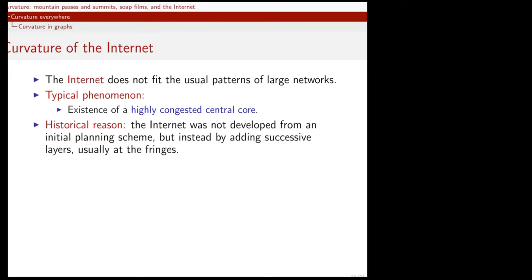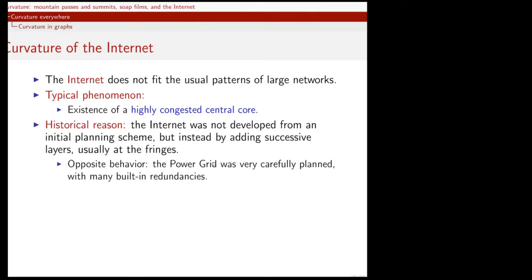There is a well-known opposite behavior, which is the power grid. The power grid consists of power plants and cities and power lines going from power plants to cities, but also between power plants and between cities. And that one was very carefully planned by the electrical company. In particular, they planned it so that if one line breaks down, for instance, there is a fire in California and a whole power line goes down, that doesn't prevent you from getting your electricity because they can route the electricity in a different way. The power grid is extremely good for that. The internet is not. That's the point.